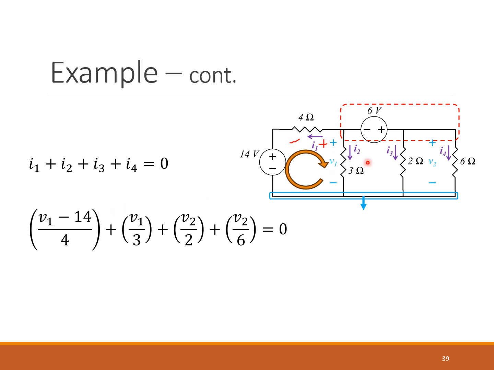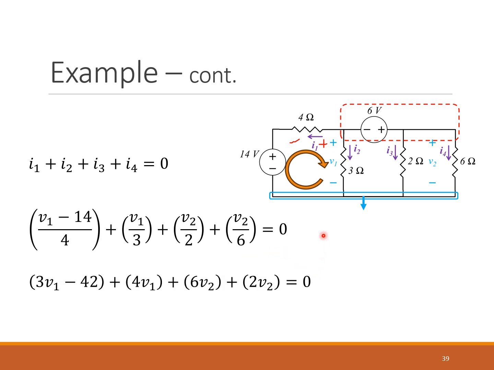The other three are relatively straightforward because one side of the node we're looking at, our I2, is flowing from our supernode down to our reference node. So we simply use Ohm's law. Here for I2 we have V1 over 3. For I3 we have V2 over 2. And for I4 we have V2 over 6. And so that's reflected in the second, third, and fourth terms here. Again, that's equal to 0.